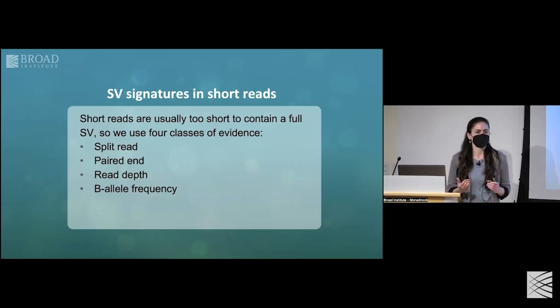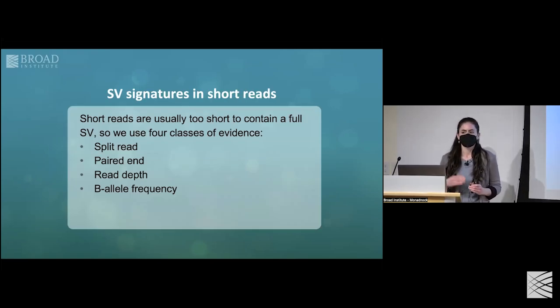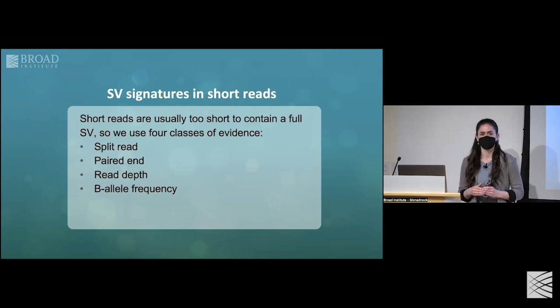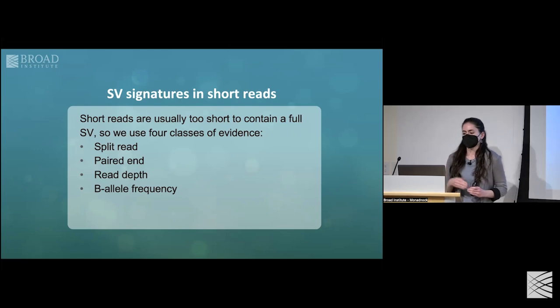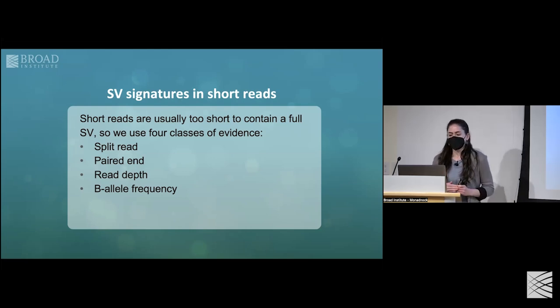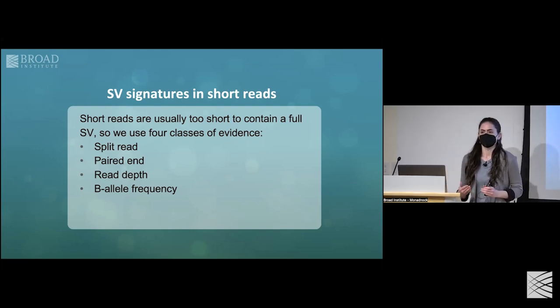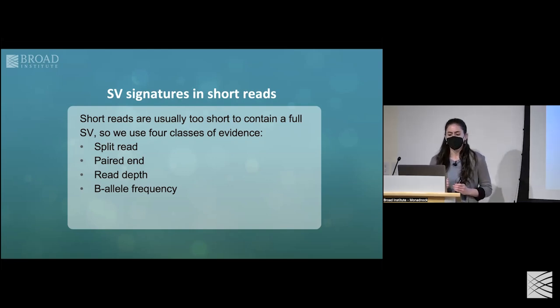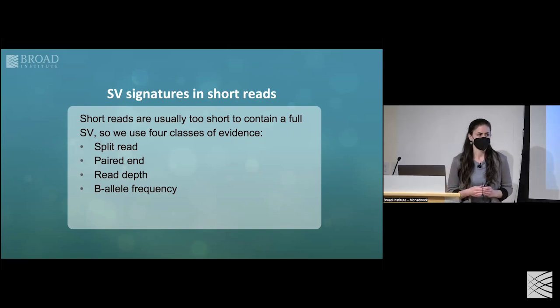So first, let's talk about how structural variants actually show up in short-read sequencing data. If you have reads that are just about 150 bases long, you can imagine that a structural variant, which could be hundreds, thousands, or millions of bases long, is not going to fit in a single short read. So instead of just looking at the sequence of the reads, we use 4 classes of evidence to identify SVs in short read data. Those are split read, paired end, read depth, and B allele frequency. I'm going to go through each of those in detail.